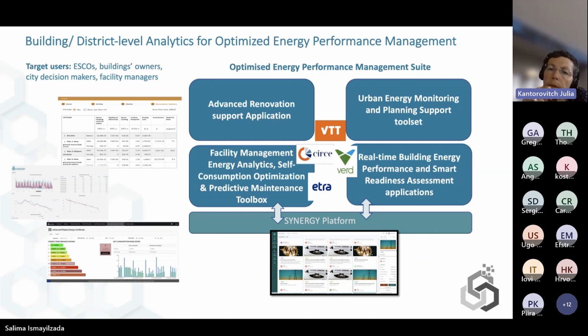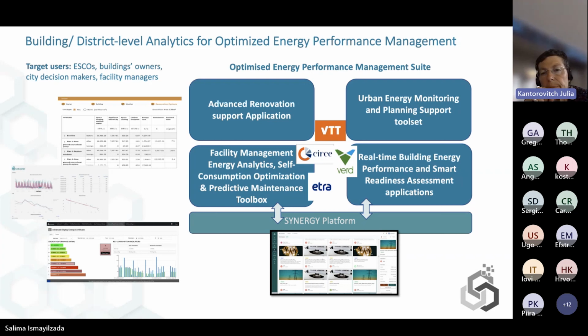Another one, the Urban Energy Monitoring and Planning Support toolset, supports primarily urban planners to follow the energy efficiency of districts in the city and to plan the mid and long-term climate targets related to energy, but also non-energy aspects. The third set of tools is related to self-consumption optimization and predictive maintenance functions on building and district level.